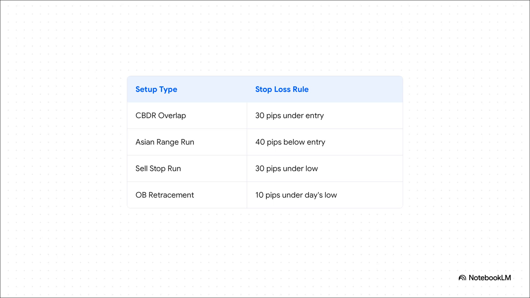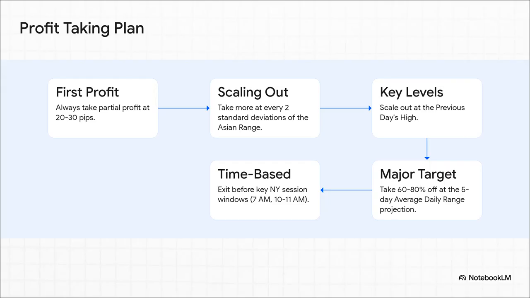The most important thing here, set your stop based on these rules and then let the trade breathe. Don't make that classic mistake of choking your trade by moving the stop to break even way too early. Taking profit should be a multi-stage process. The first rule, and it's a big one, is to always take a partial profit at 20 to 30 pips, no matter what. Pay yourself first.